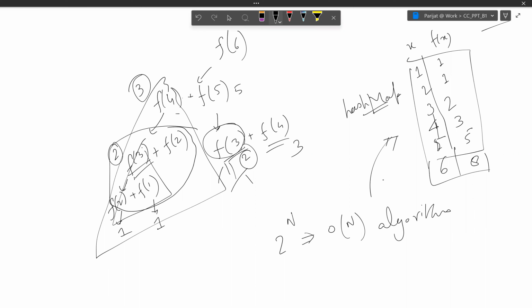And that is how we are saving time as well as space. So how are we saving space? We are not creating the whole recursion stack. That's why we are saving space. How we are saving time is pretty obvious: we are not calculating a lot of things multiple times, right? So the same funda we are using in the coin change problem, and that is how we are solving it.